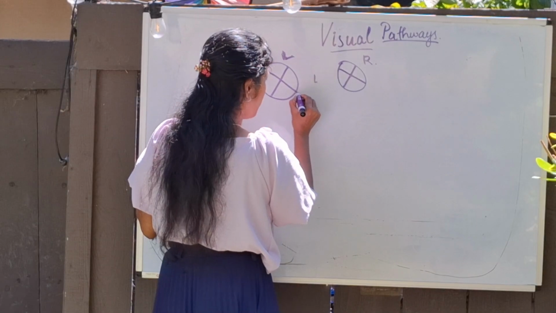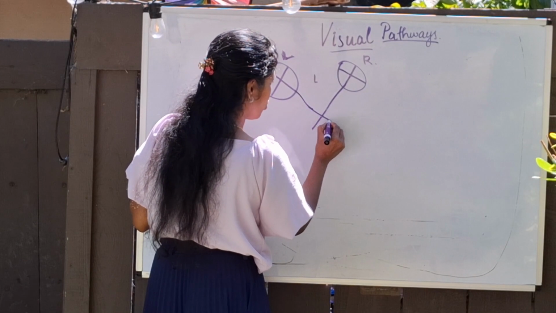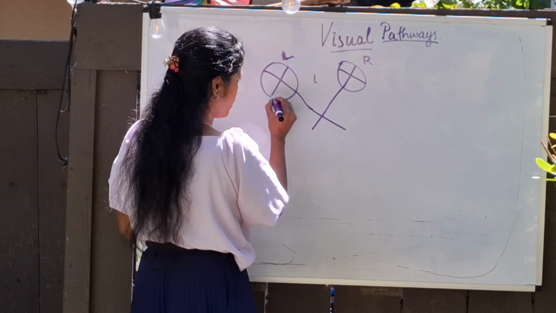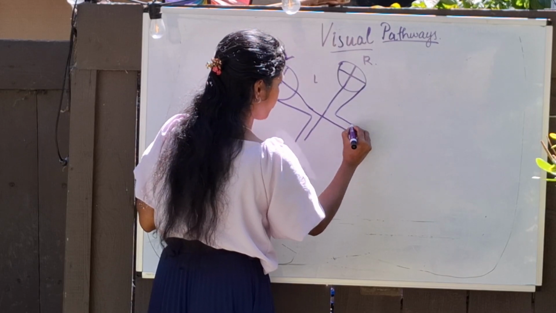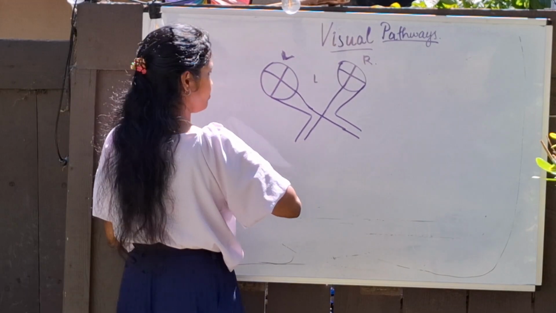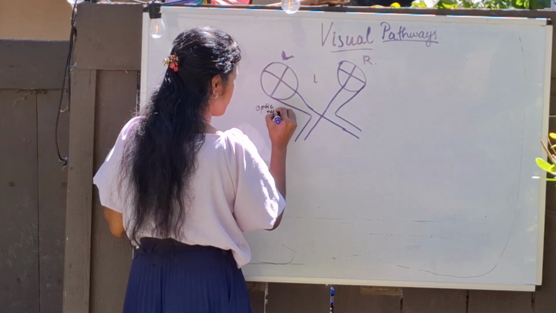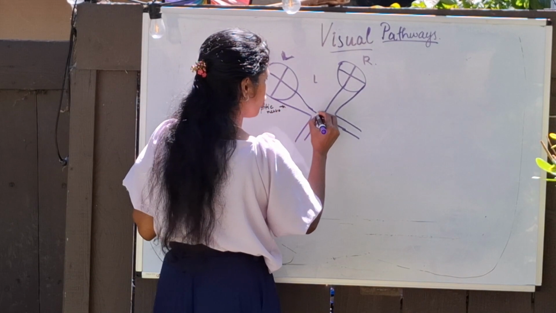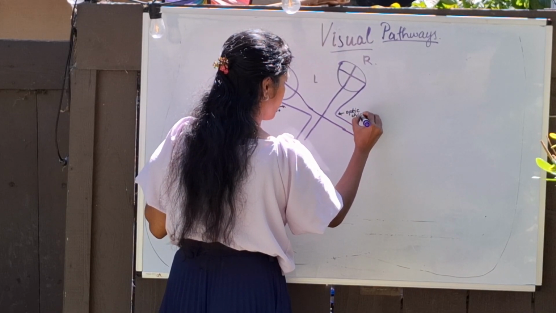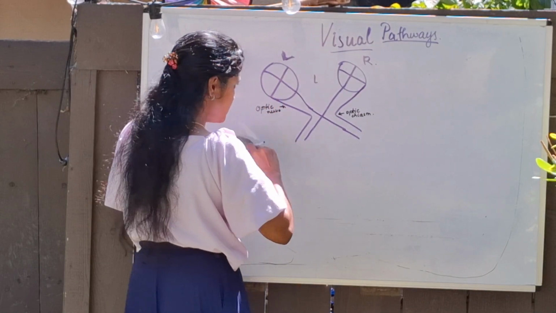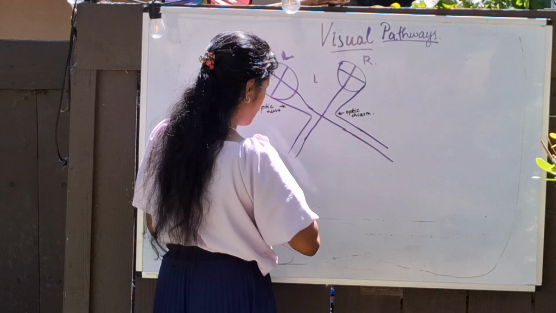After that, the optic nerve is formed and it passes through the optic chiasma. There is crossing over happening with this optic nerve, but here the optic nerve doesn't cross. So this is the optic nerve. This crossing over happens in the optic chiasma. Now this is known as the optic tract.